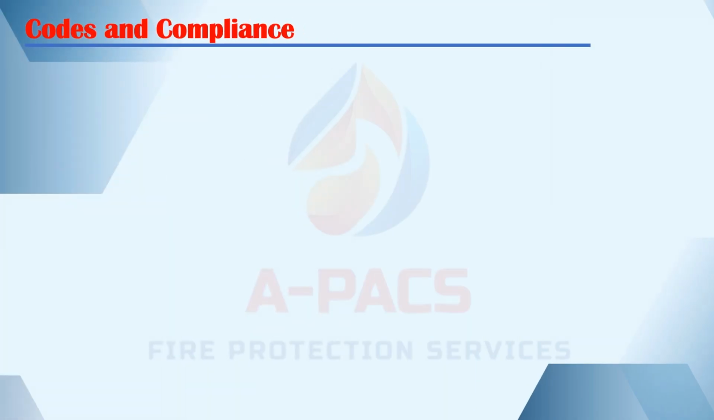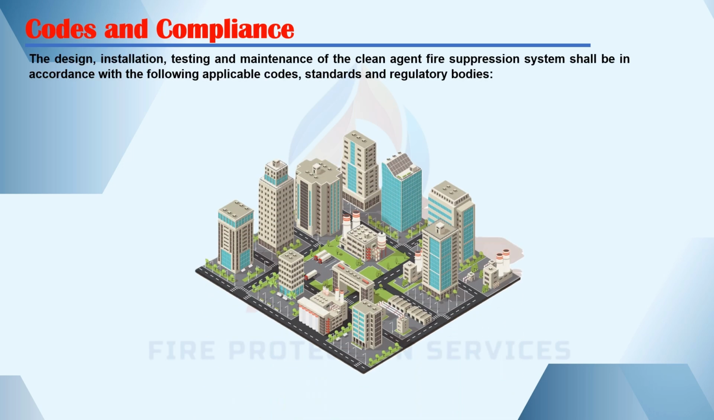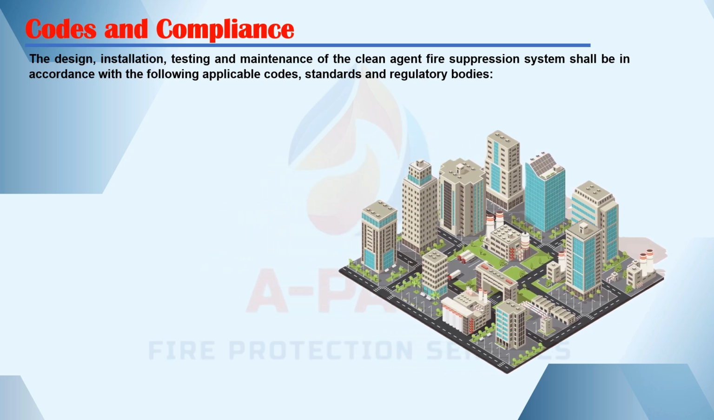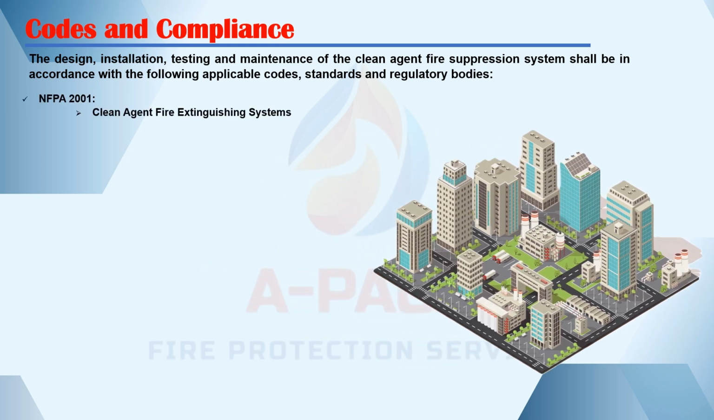Codes and compliance. The design, installation, testing and maintenance of the clean agent fire suppression system shall be in accordance with the following applicable codes, standards and regulatory bodies. NFPA 2001, Clean Agent Fire Extinguishing Systems. NFPA 70, National Electrical Code, NEC. NFPA 72, National Fire Alarm and Signaling Code.